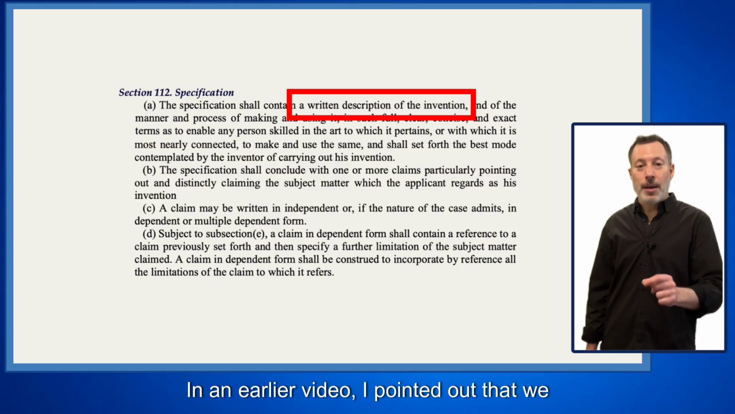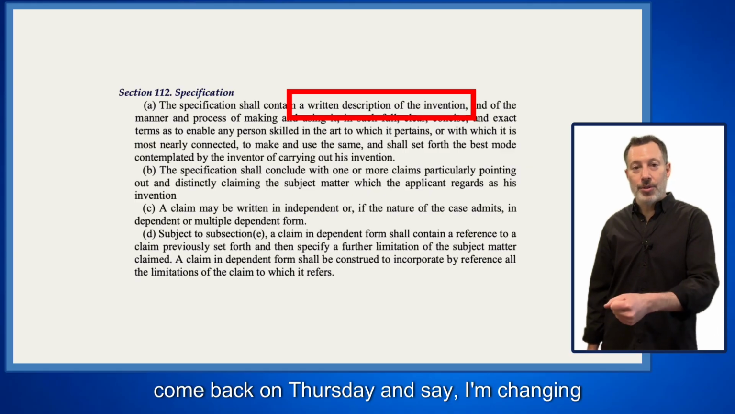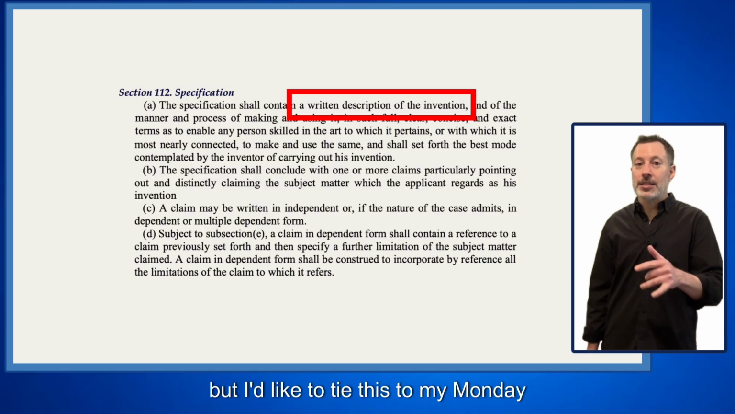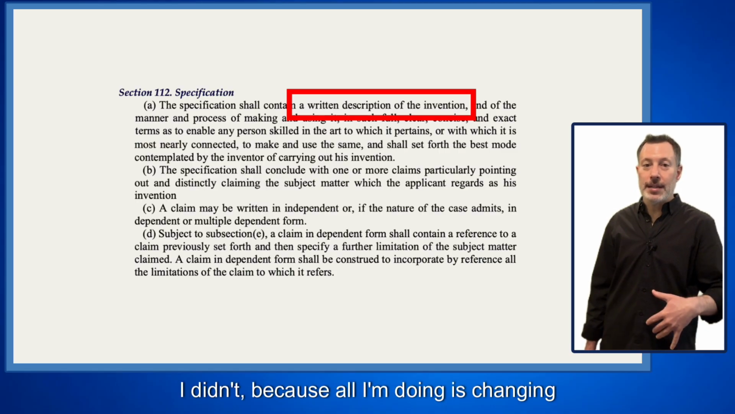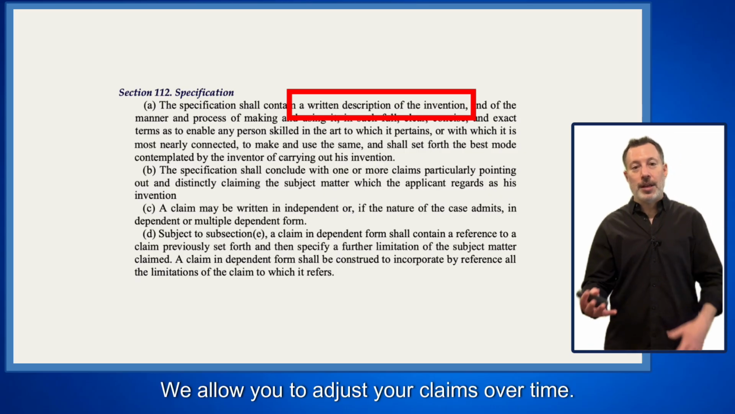In an earlier video, I pointed out that we let you file a patent on Monday, come back on Thursday and say, I'm changing my claims, but I'd like to tie this to my Monday filing. Pretend I filed this on Monday, even though I didn't, because all I'm doing is changing my claims. We allow you to adjust your claims over time.